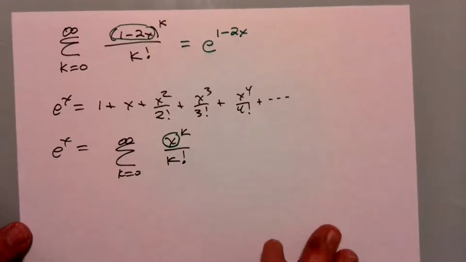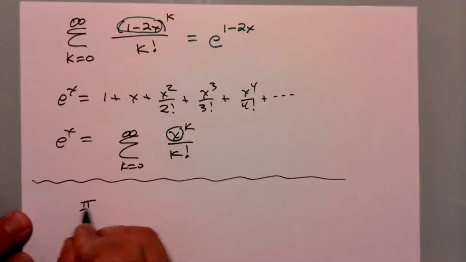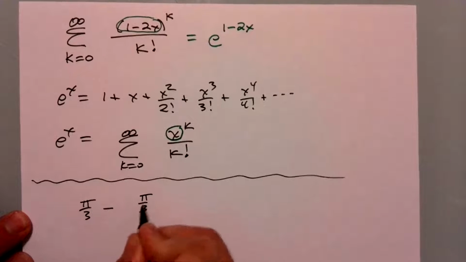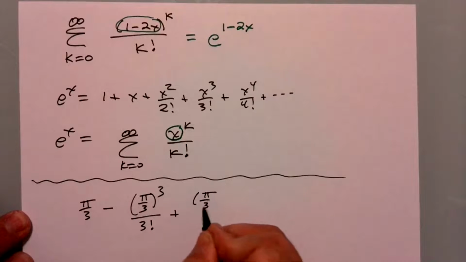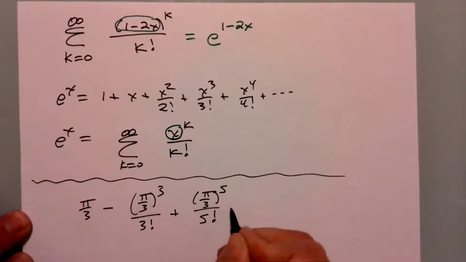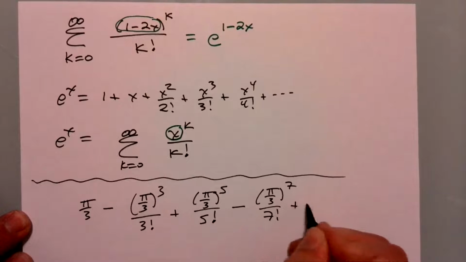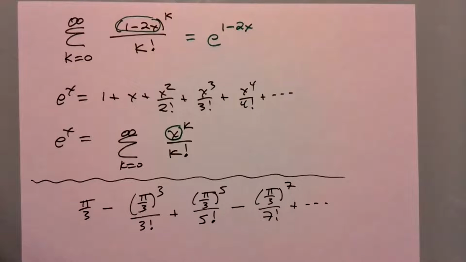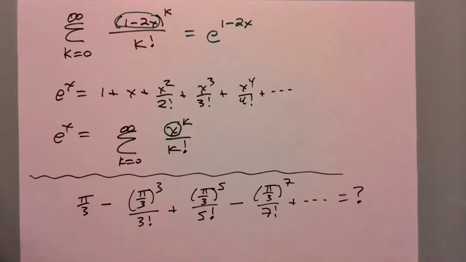How about this one? I'm going to give you another problem. I'm going to see if you can evaluate it. What if I have pi over 3 minus (pi over 3) cubed over 3 factorial plus (pi over 3) to the 5th over 5 factorial minus (pi over 3) to the 7 over 7 factorial plus dot, dot, dot. See if you can give me that value. What does that equal? So again, I will ask you to go ahead and post your answers in the comments, and we'll see what we get for this.